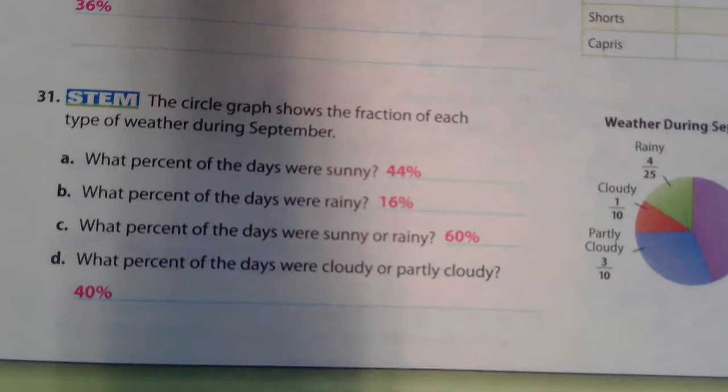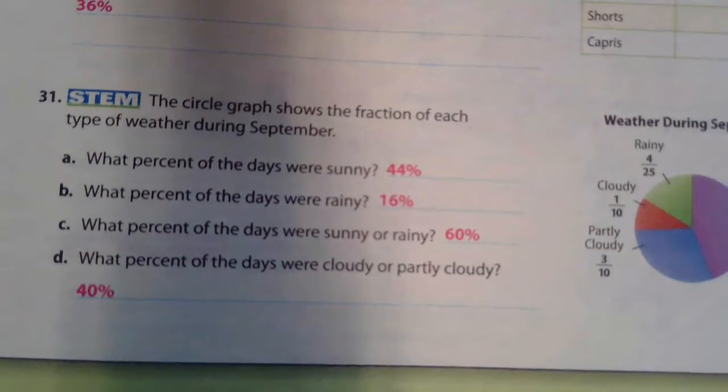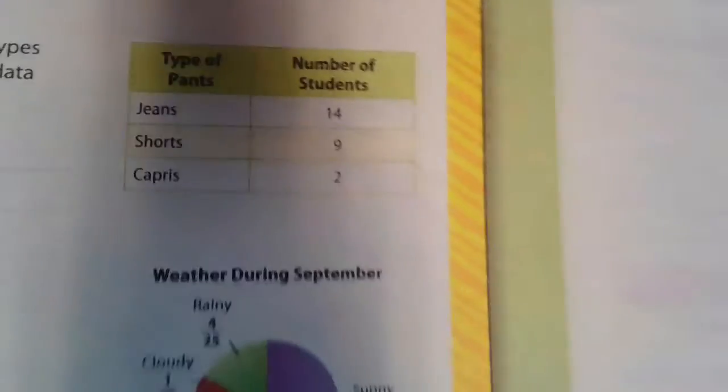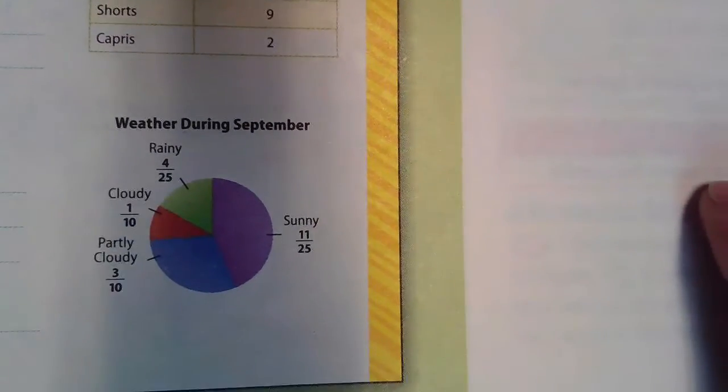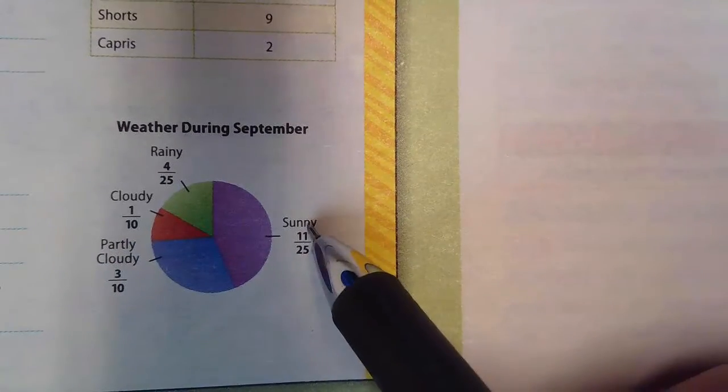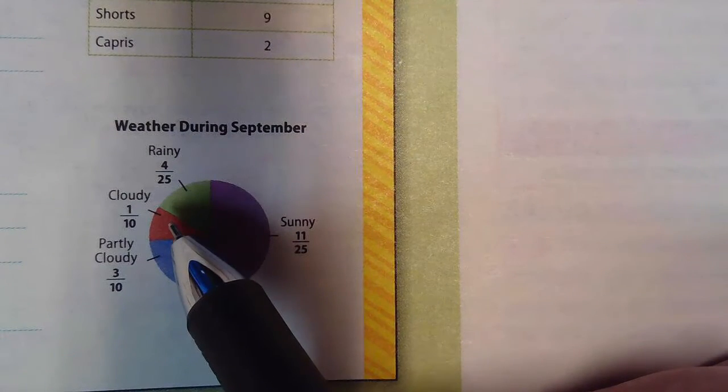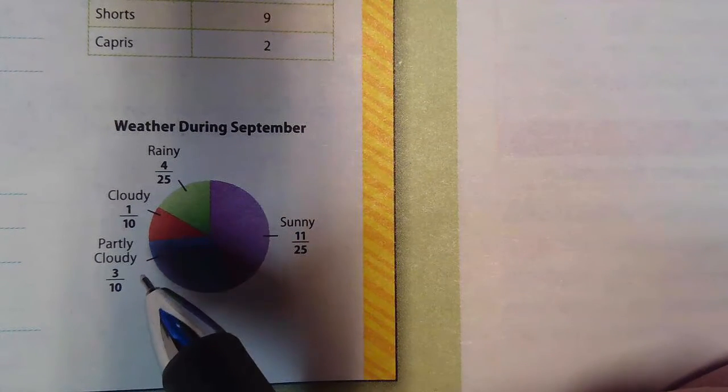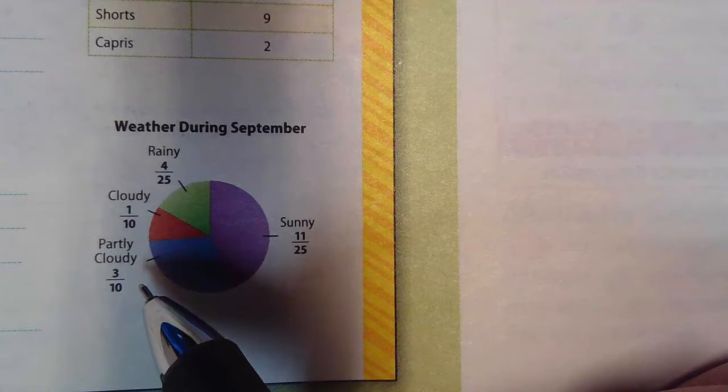As always, read the problem first, understand the story that's being told before you do any math. Okay? So here we go. The circle graph shows the fraction of each type of weather during September. Yeah, again, I show the answers. That's okay. All right. So we have sunny, 11/25ths, rainy, 4/25ths, cloudy, 1/10, partly cloudy is 3/10.